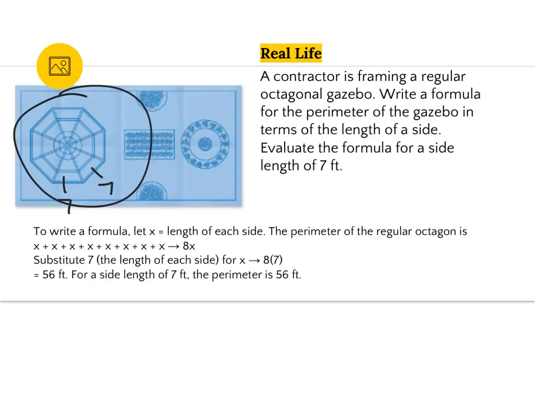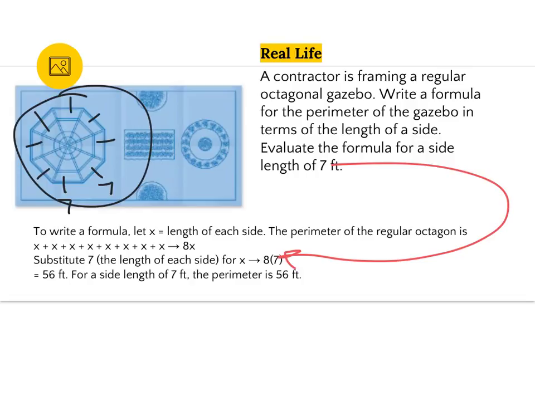And so we're adding up 8 different sides, and we know that each side is 7 feet long. So essentially we're adding side plus side plus side plus side plus side plus side plus side plus side, which gives us 8 sides with a measure of 7 feet. So then we can plug in our measure, which we did right here, 8 times 7, which is 56.